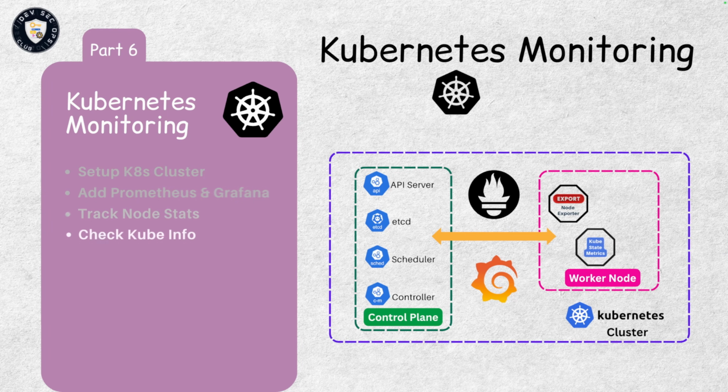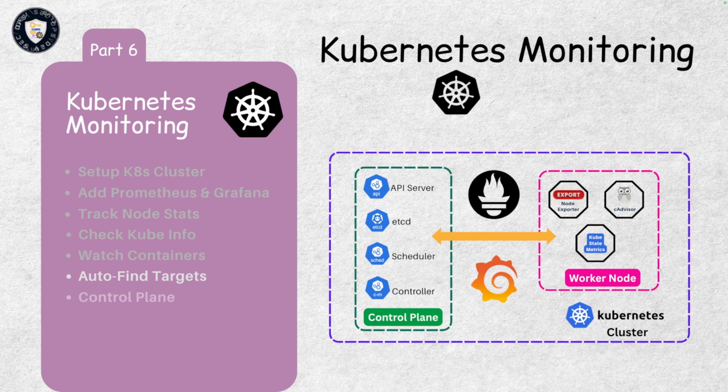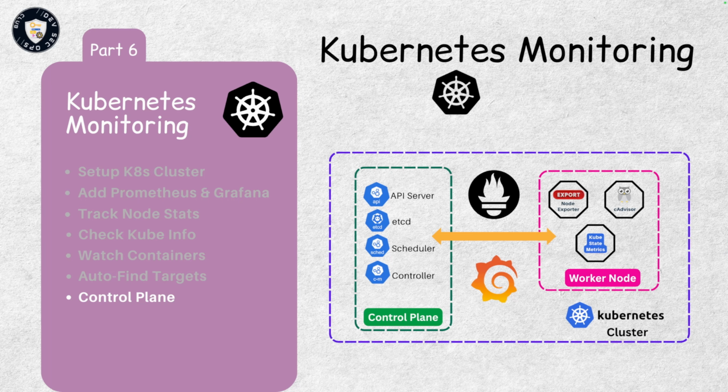After that, we will deploy Kube-State-Metrics to monitor the health and state of Kubernetes objects such as pods, deployments, and more. Then we will hook in cAdvisor so we can see container level stats. This helps us understand what our apps are really doing inside the cluster. We'll also set up service discovery so that Prometheus automatically finds what it needs to monitor and we get rid of the manual work. Finally, we will conclude by monitoring the control plane, and we will also learn how to monitor extremely critical components of the control plane.